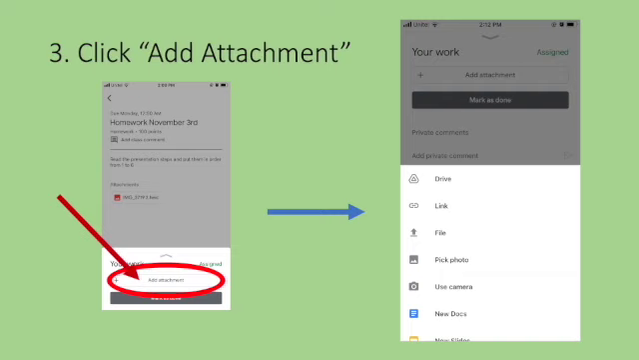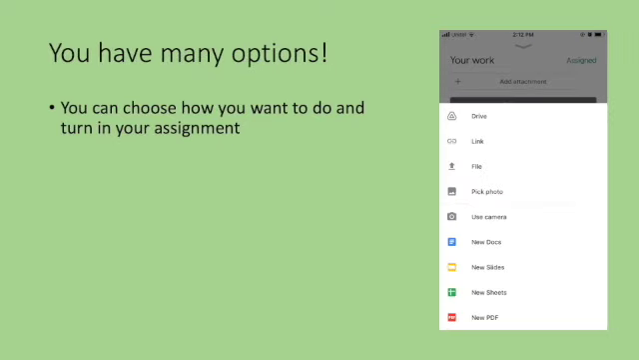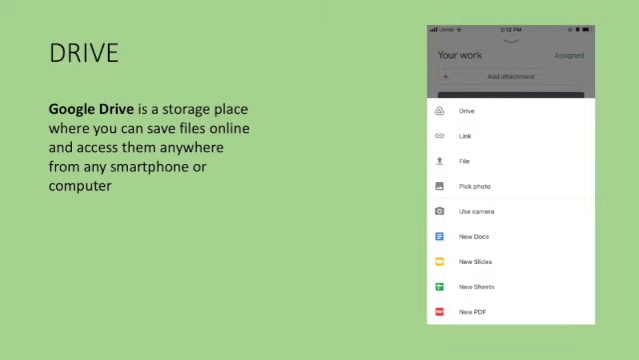one, with many options. Google Classroom is great because you have many options. You can choose how you want to do and turn in your assignment. Let's talk about the options we have. The first option is the Drive. So Google Drive is a storage place where you can save files online, and you can look at them anywhere from any smartphone or computer.